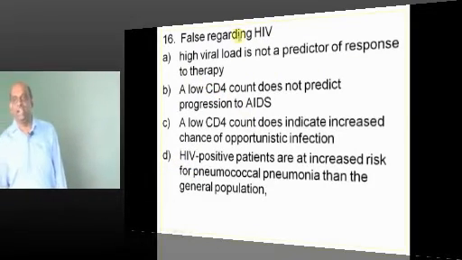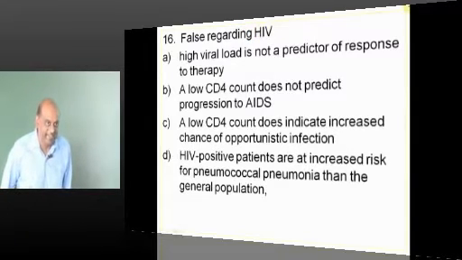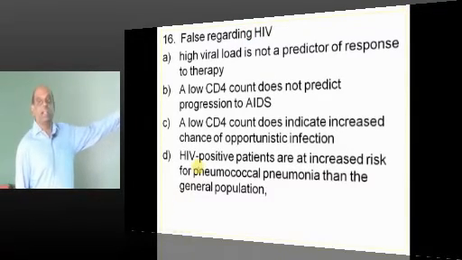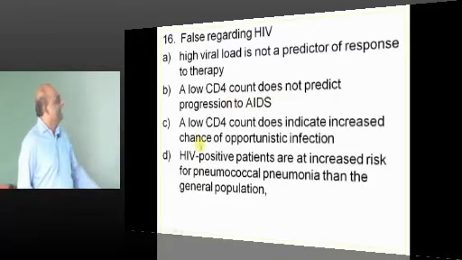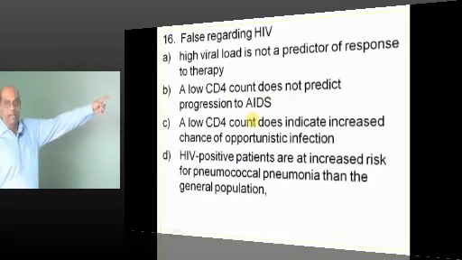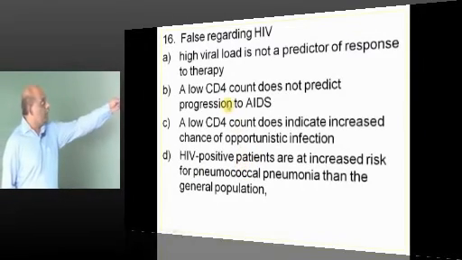I know most of you will answer wrong. Next, C. Ramakrishna. I know the correct answer comes last. That is Murphy's law. A low CD4 does indicate an increased chance of opportunistic infection. Yes, but not progression to AIDS.